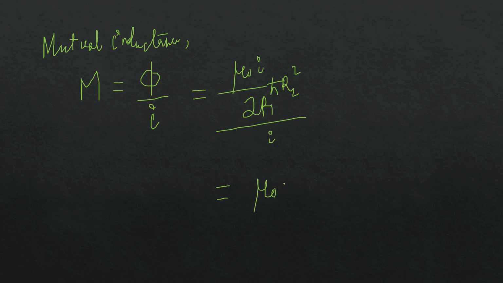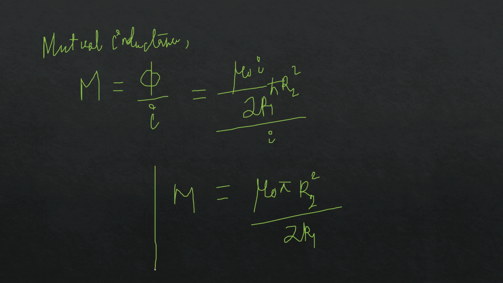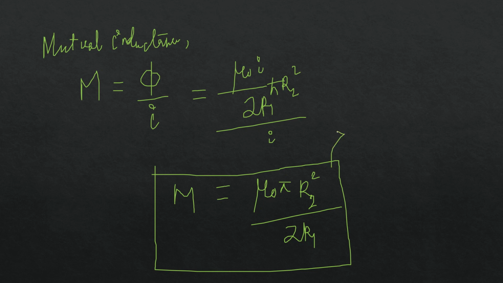So mu naught pi R2 square, whole divided by 2R1. This is your mutual inductance. What is the unit of mutual inductance? Can you tell me? What is the unit of mutual inductance? The unit of mutual inductance is Henry.